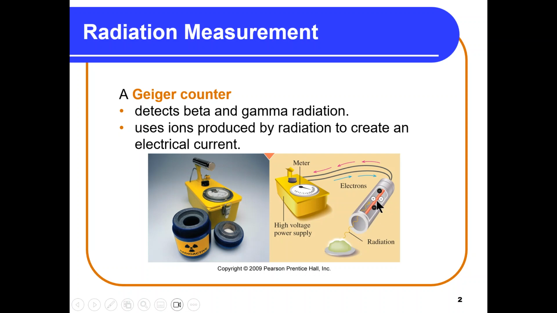Usually the gas is argon, if I remember correctly. It forms ions, and those ions result in an electric current that is led to this counter right here. This is the meter, which indicates each time an ion is formed. So it literally counts the number of radioactive particles emitted from the radioactive material right here. All right.